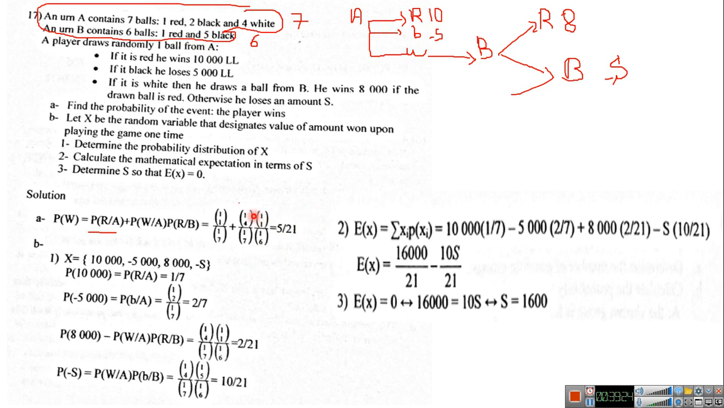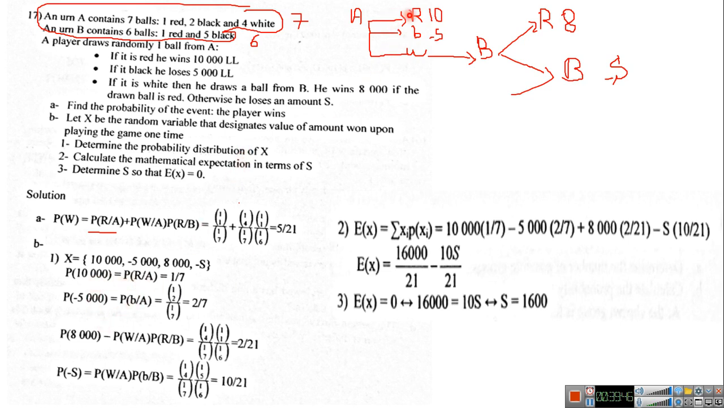Okay. Here we did it the first time, the second because independent, because he's going to draw from urn A, then from urn B. Let X be the random variable that designates the value of the amount upon playing the game. Either he's going to get 10, or he's going to pay 5 or 8, or he's going to lose his S point. Determine the probability distribution of X.